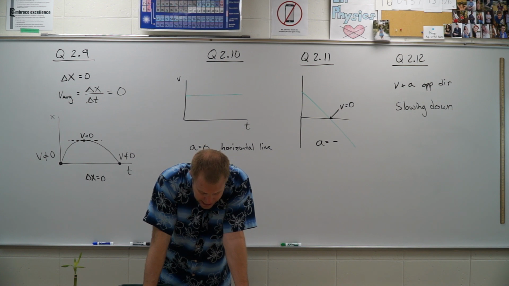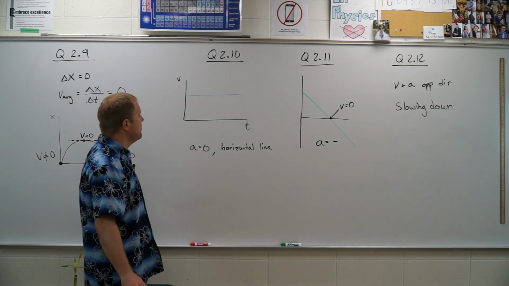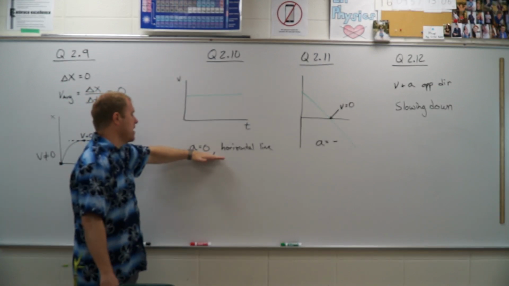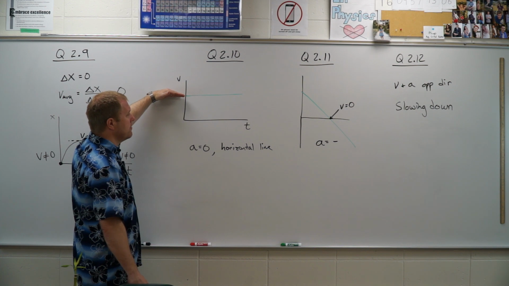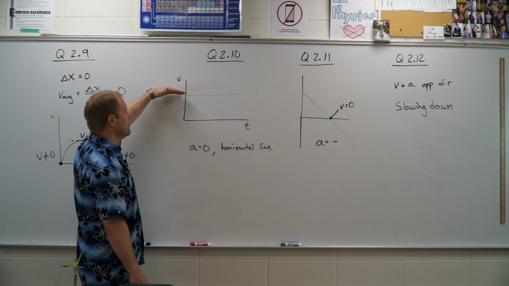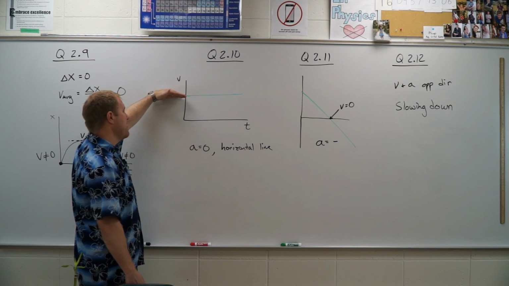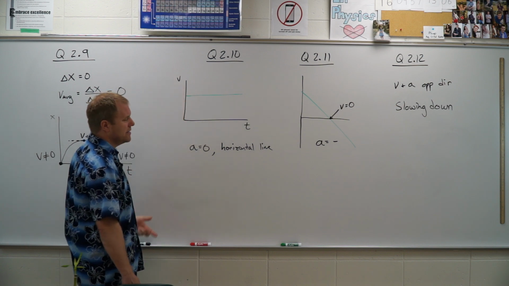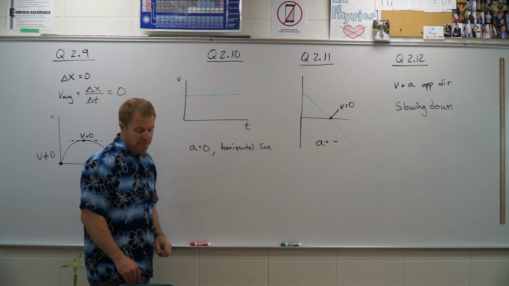Number 10 there, can you have a zero acceleration and a non-zero velocity? So yes, I can. As long as I have a horizontal line, meaning the slope of my velocity versus time graph is zero, I will have a zero acceleration. And in this case, I have a positive velocity. Just so long as I'm not on the axis where the velocity is zero, I can have that happen.